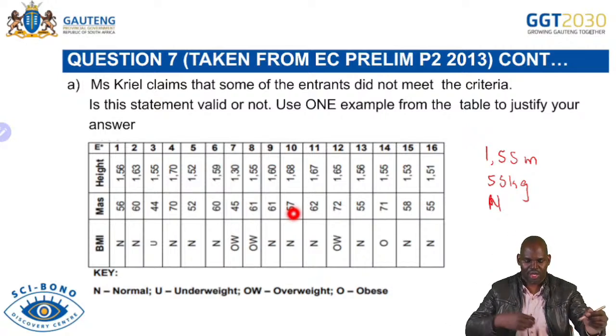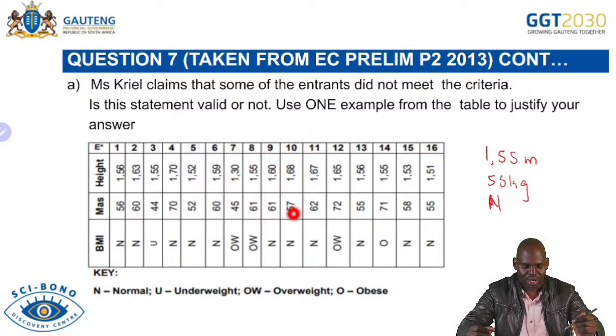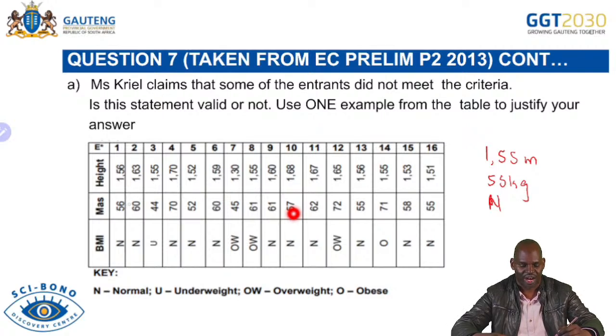Now let us look at this. Ms. Krill claims that some of the entrants did not meet the criteria. Now which ones did not meet? Let's check the first one. The height is 1.56. That is acceptable, that is at least 1.55. And then the mass is 56. That is at least 55. So this one meets the criteria. So entrant number 1.